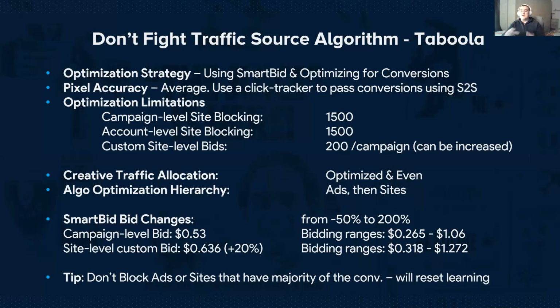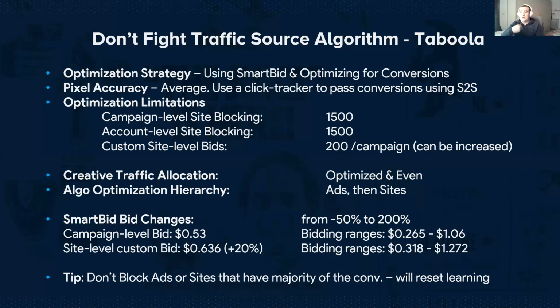The second thing is to play with the site level bids, where you can have up to 200 sites with custom bids from the campaign level bid, and that is the default limit on Taboola. If you're spending enough with them, you're rotating enough campaigns, and you have good relations with them, you can get this limit increased. You can reach up to 500 sites or even more with custom bids.